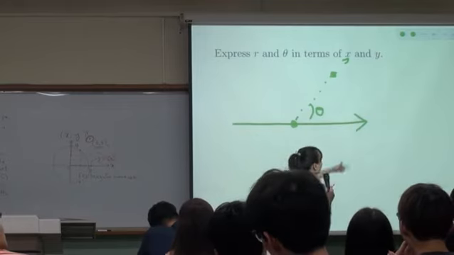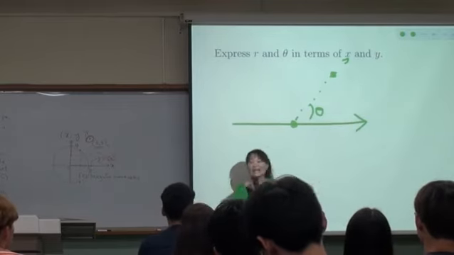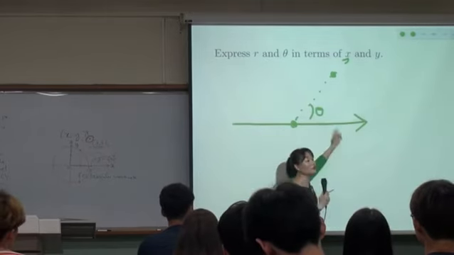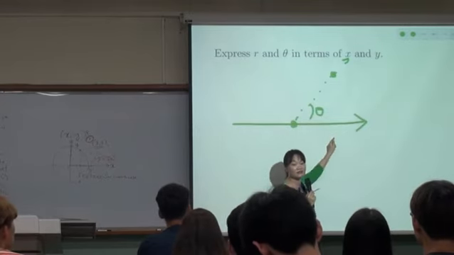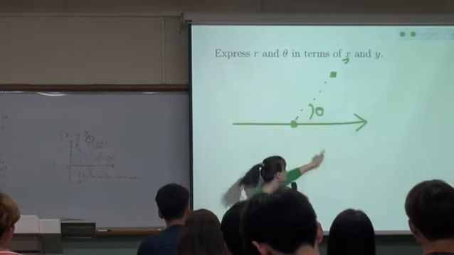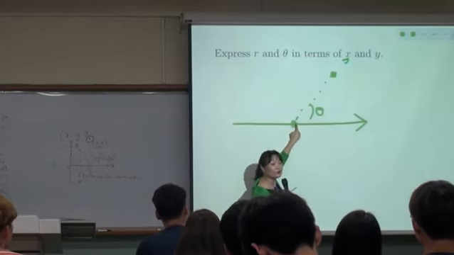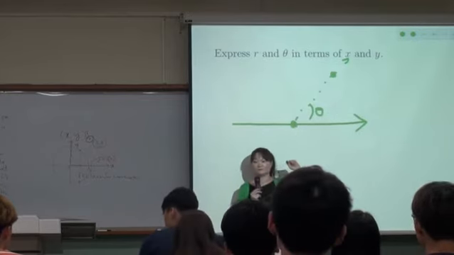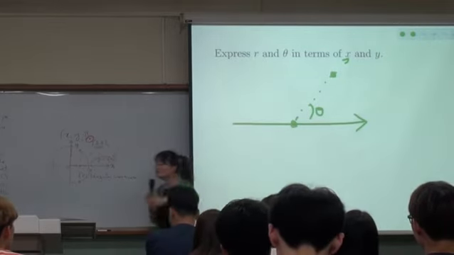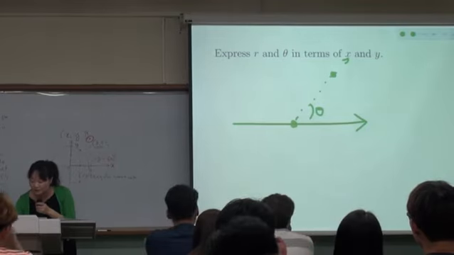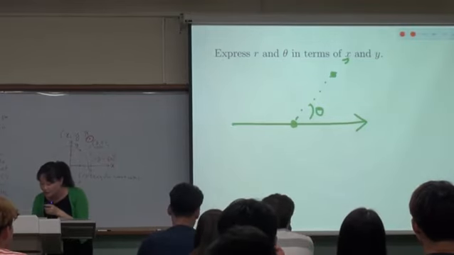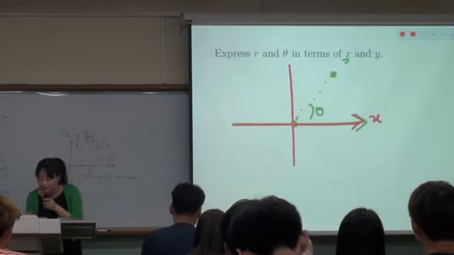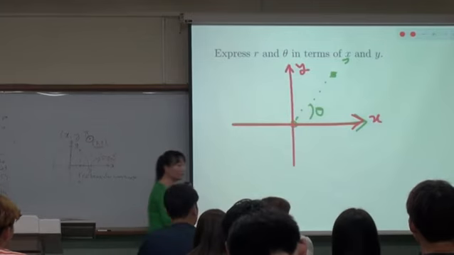Now to represent that in terms of x and y, I have to put the x and y axes on top of it, right? Where should I put the x-axis? On the polar axis. Where do I put the y-axis? They have to intersect at the origin, and it should be perpendicular to the x-axis, right? So I put the x-axis on top of the polar axis, and then I put the y-axis so that they are perpendicular and they intersect at the pole. Get it?